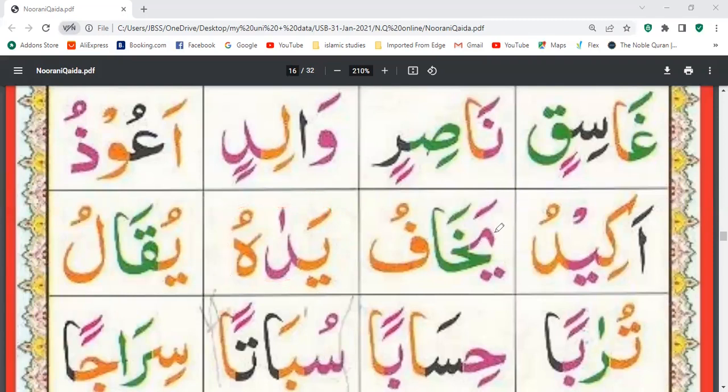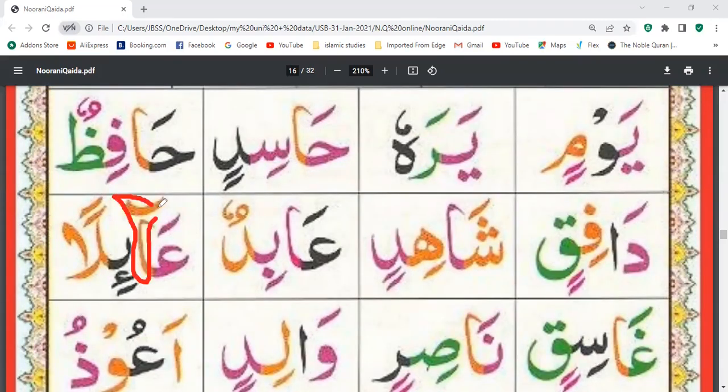Okay. How to read this one? Ya zabar ya. Ho alif zabar ho. Yahoo. Fa pesh hu. Yahoo. Wakufan. Yakhaf. Yahoo. Yes.